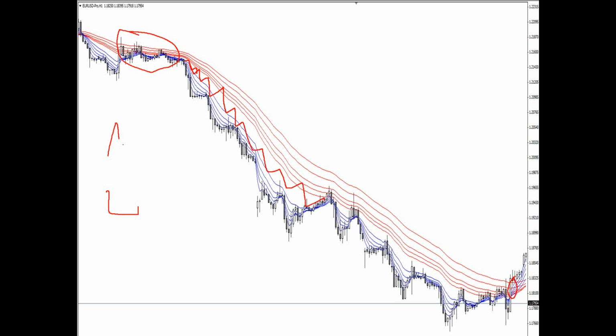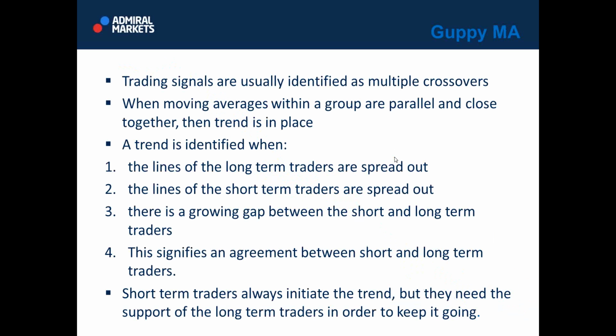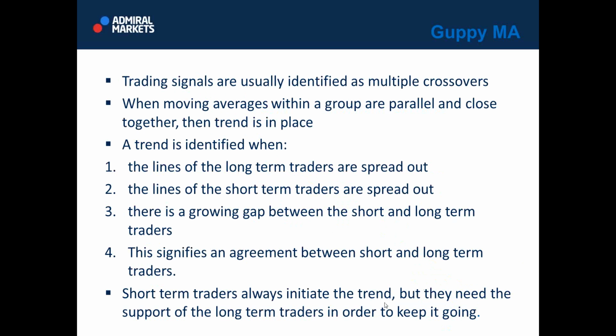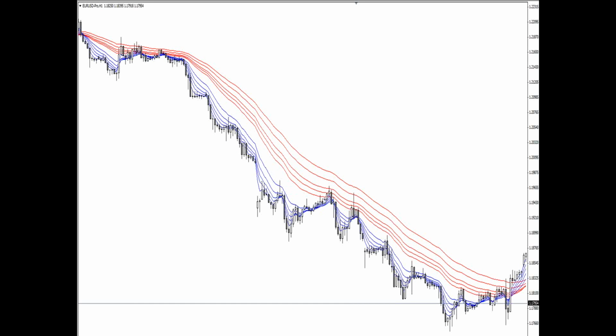Then he used it as a potential signal that the trend can change, and that is here in this place. Because at this point, the third point, we can see that fast moving averages are protruding to these slow moving averages, and what did he say? Short-term traders, which are depicted as blue EMAs, always initiate the trend, but they need the support of the long-term traders in order to keep it going. So each time we have a rejection, long-term traders should appear and help short-term traders to continue in the same direction. So they both need to work together, okay?